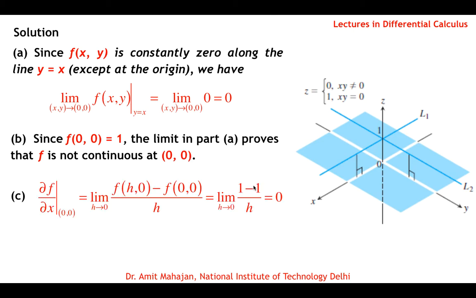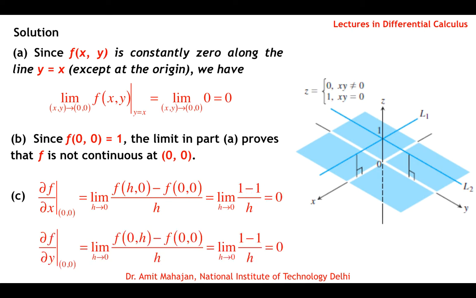The third is the partial derivative. By definition, the partial derivative of the function with respect to x at the origin means we have to solve this limit: as h tends to 0, f(h,0) minus f(0,0), divided by h. When x is h and y is 0, the product of these two is 0, so this condition is satisfied, z will take value 1, so f(h,0) must be 1. And f(0,0) is also 1, and h is non-zero, so this numerator is 0, so the limit value will be 0.